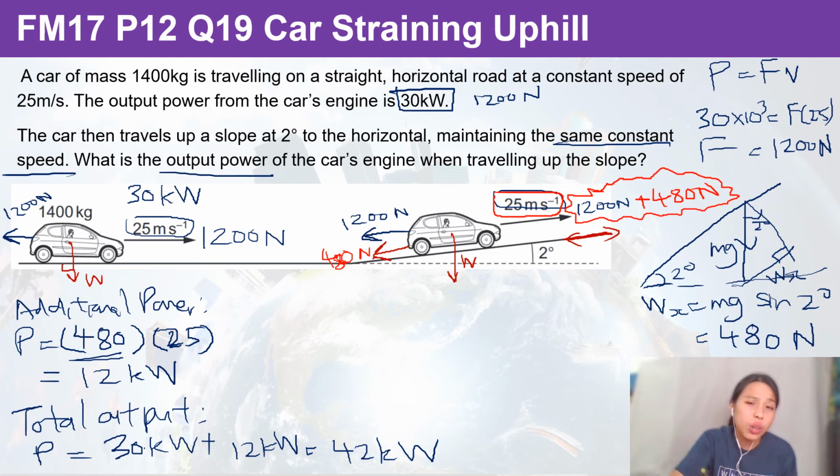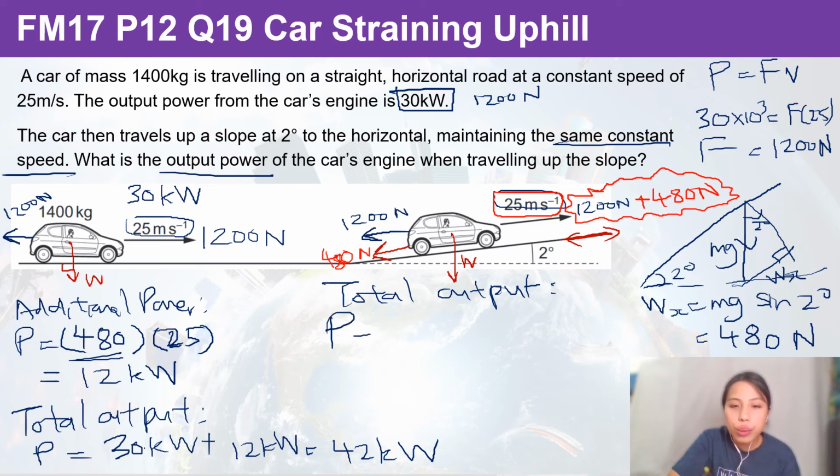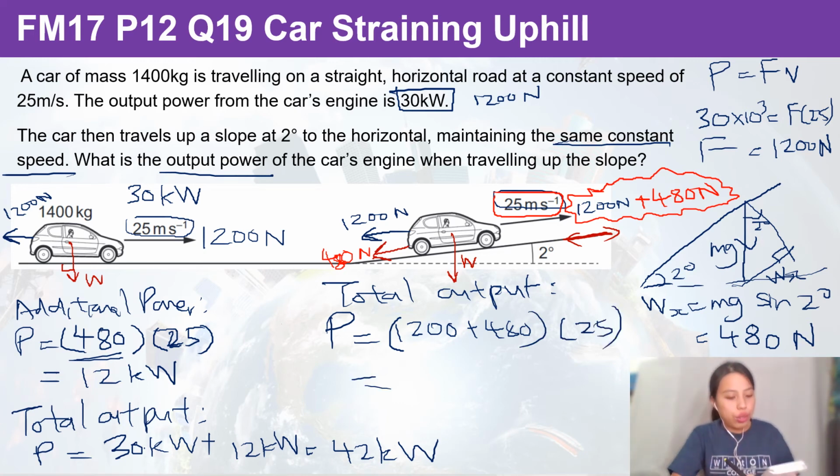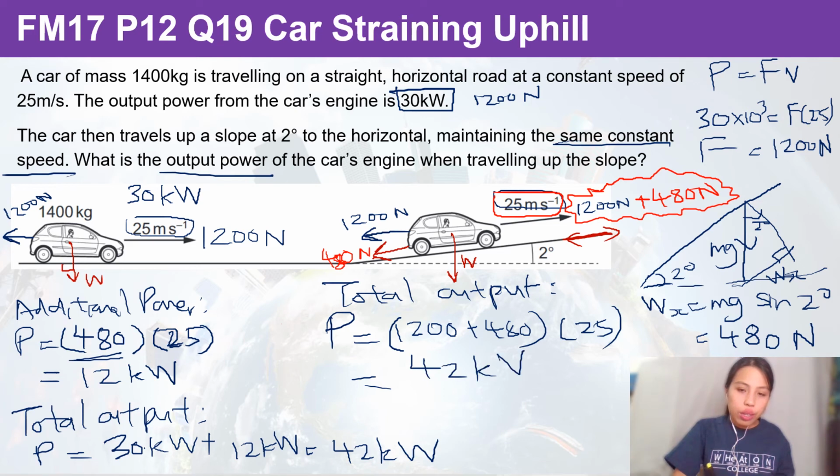Okay, don't forget to add the 30, that's the original. Now if you're wondering, is there another way if you don't want to find the additional? Well, yeah, you can calculate the total output straight away. If you're more comfortable thinking of forces, sure, you can do that. So total power output, F times V, can be 1,200 plus 480 times the velocity. So to double check, 1,200 plus 480 times 25. So you should also get 42 kilowatts. So there are two ways to do it.